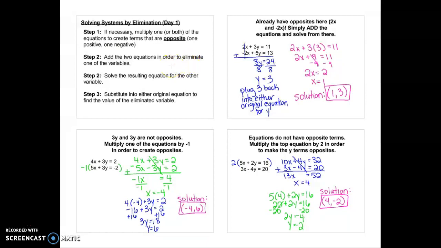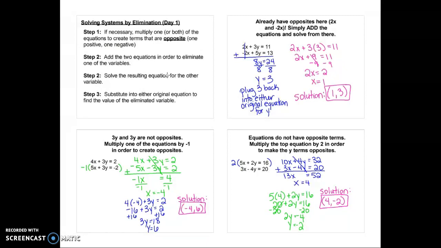Once you get those added together and one of your variables completely eliminates from the equation, then you can just solve the equation like normal. That's either going to give you an answer for x or it's going to give you an answer for y, depending on which variable you have left. Same as what we've always done before.